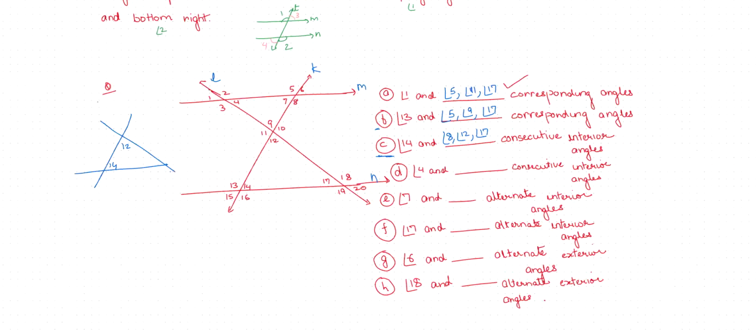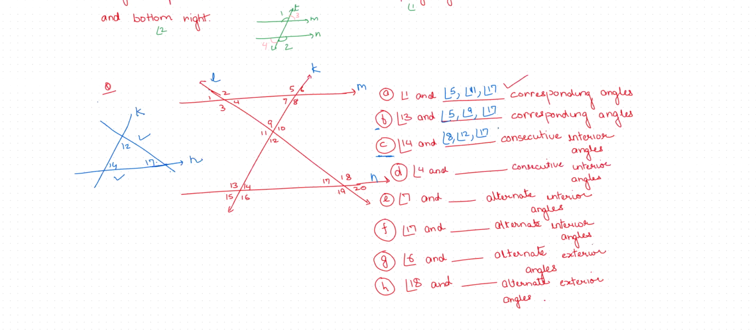So here we can see that 14 and 12 are consecutive interior angles. The transversal line here is K, which is cutting them, and they are same side interior angles. Same, we can see that 14 and 17 are consecutive interior angles. Here the transversal line is N and they are same side interior angles, or we can say consecutive interior.